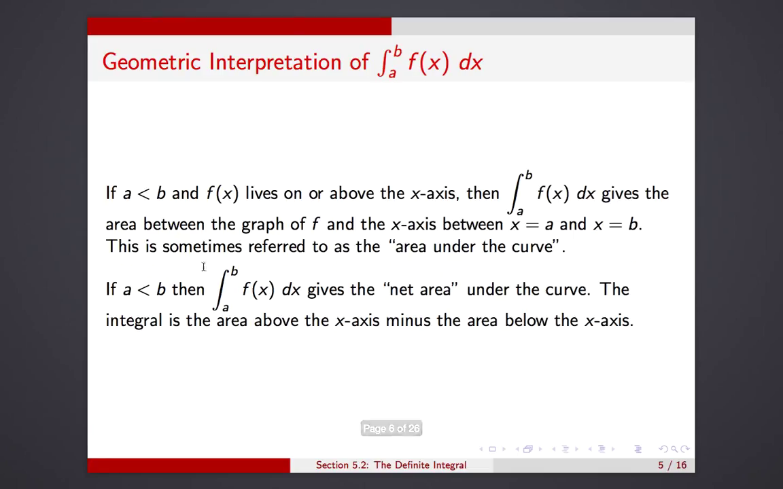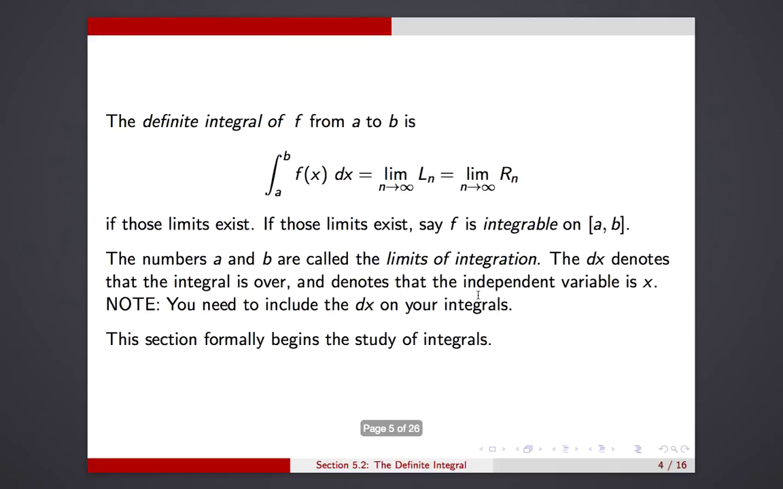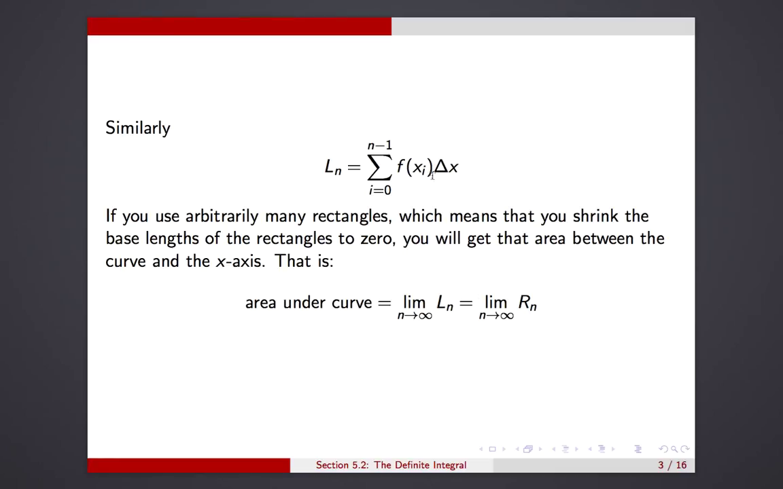Okay. If a is less than b, but f of x doesn't necessarily live above the x-axis, then the integral gives you what's called the net area under the curve. Suppose your function dips beneath the x-axis. In the definition of a left-hand sum, if your function is below the x-axis, the function values are negative. Like if the graph at x equals 2 is under the x-axis, that means f of 2 is negative. So you're getting negative terms in this sum. And of course, area is never negative.